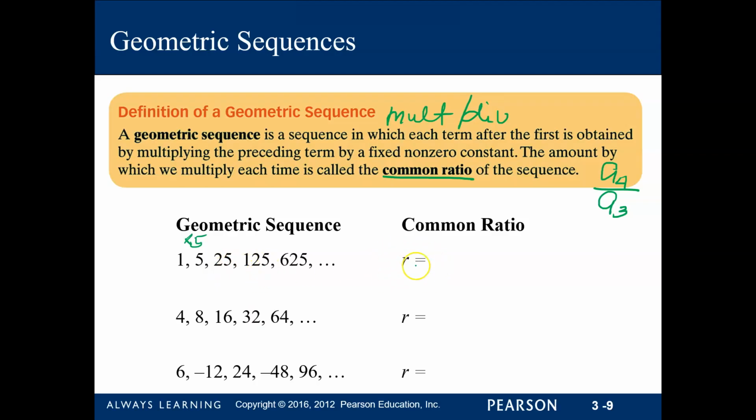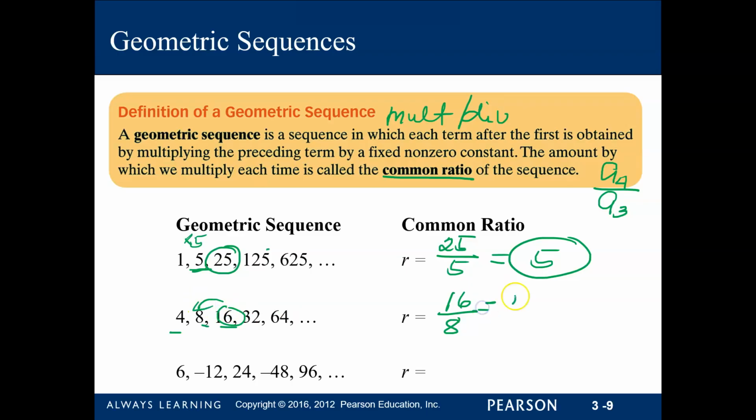So how do we find the common ratio? Again, just select two consecutive terms. Let's take, for example, 25, and divide it by the previous term, which is 5. And so we get the common ratio of 5. How about in this sequence? 4, 8, 16, 32. Again, to find the common ratio, we can have, let's say, 16 divided by 8, and that is going to be 2.